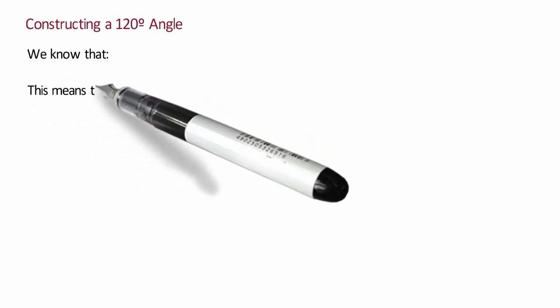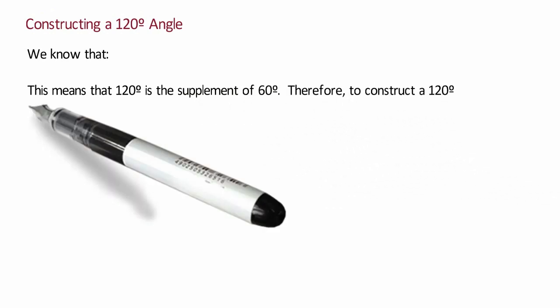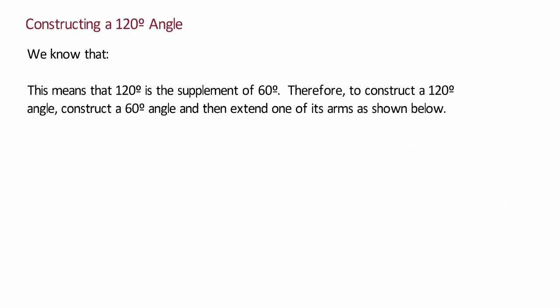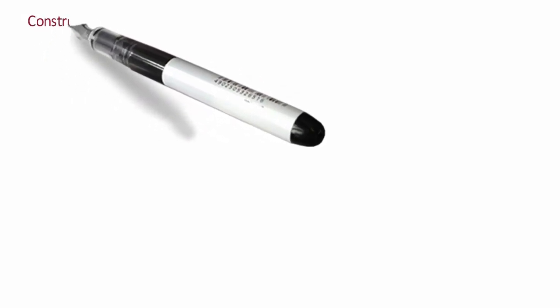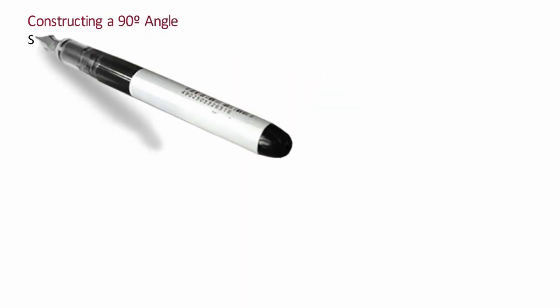Constructing a 120 degrees angle. We know that 60 plus 120 equals 180. This means that 120 degrees is the supplement of 60 degrees. Therefore, to construct a 120 degrees angle, construct a 60 degrees angle and then extend one of its arms as shown below. Constructing a 90 degrees angle. We can construct a 90 degrees angle either by bisecting a straight angle or using the following steps.